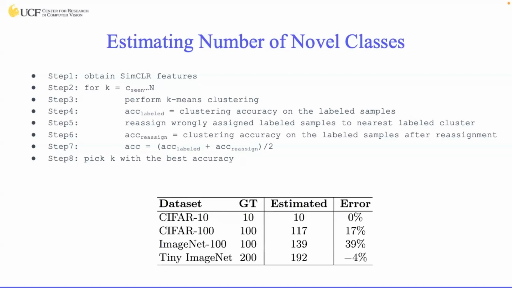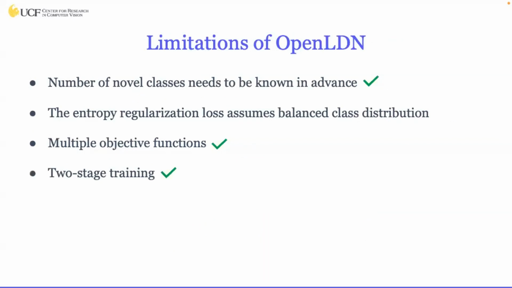Here are some results for our estimation method on 4 datasets, and we observe that our estimation method actually returns reasonable scores on all these 4 datasets, even when the number of classes is high. So we have taken care of 3 of the limitations.